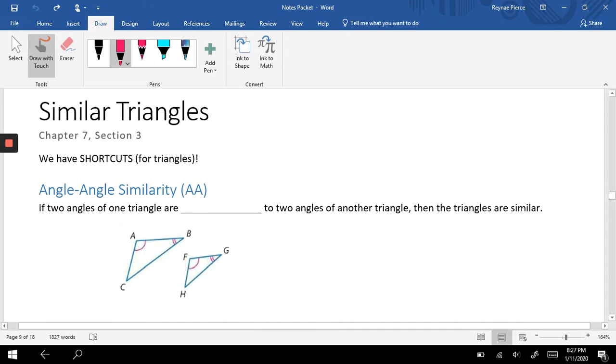We're going to talk about just similar triangles, okay? And just like with congruent triangles, we had shortcuts. The same goes for similar triangles, okay? So the first shortcut is going to be angle-angle similarity, okay?